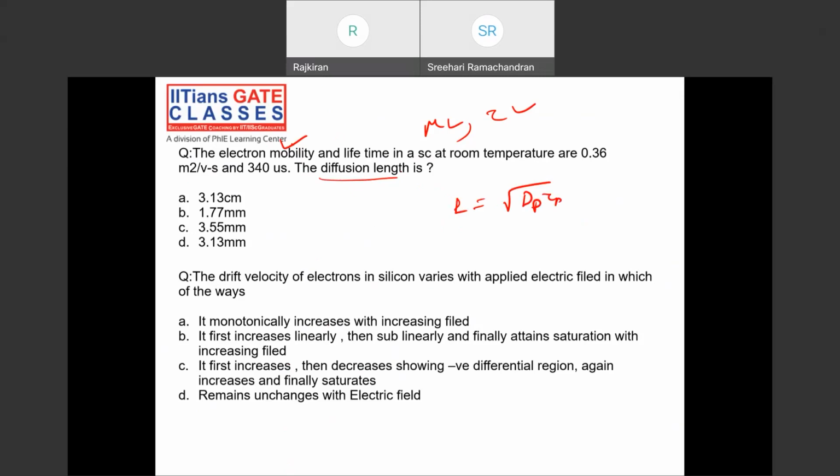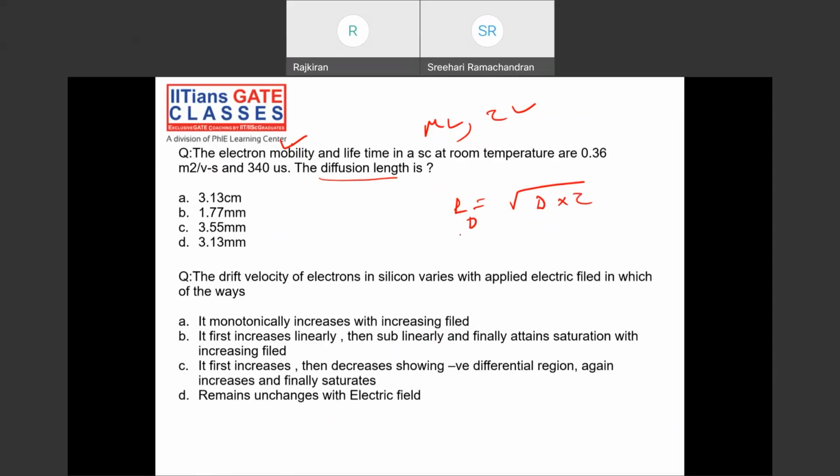You understand? Diffusion length is the average length after which they diffuse. Diffusion length LD is equal to root over of Dp into tau p, or D into t, you can say.